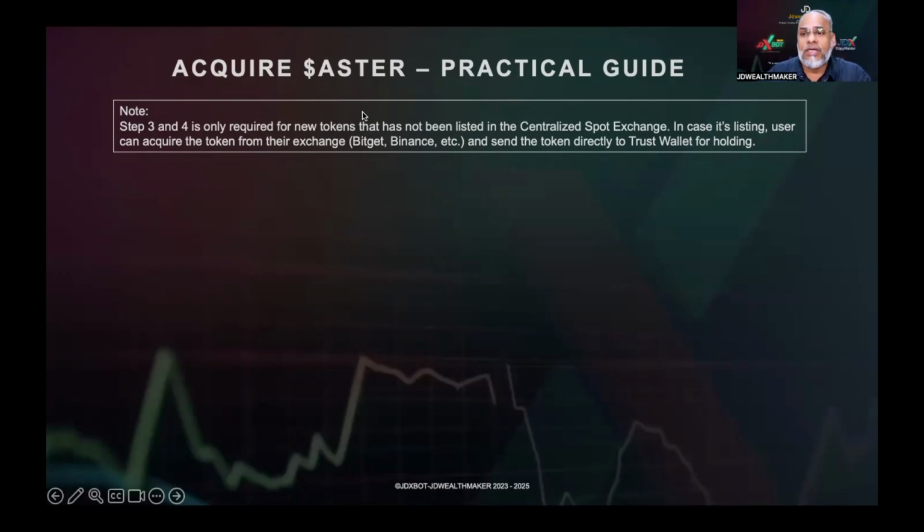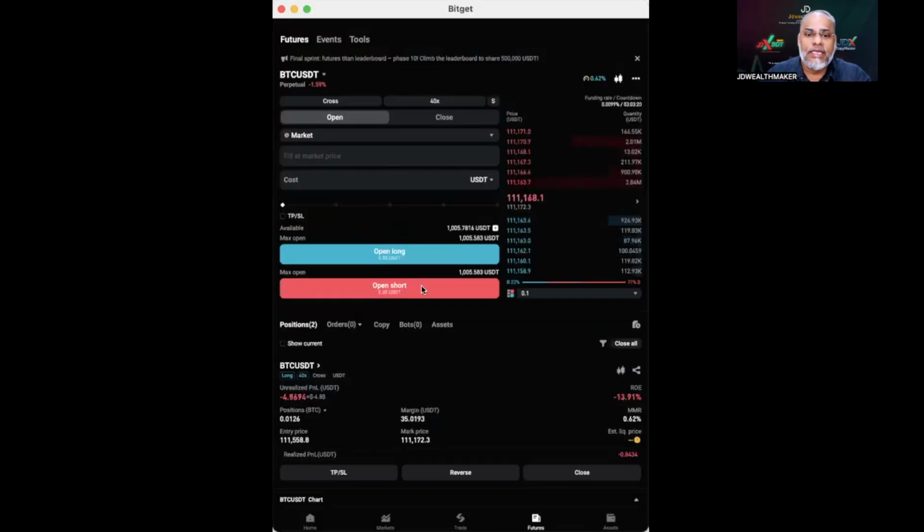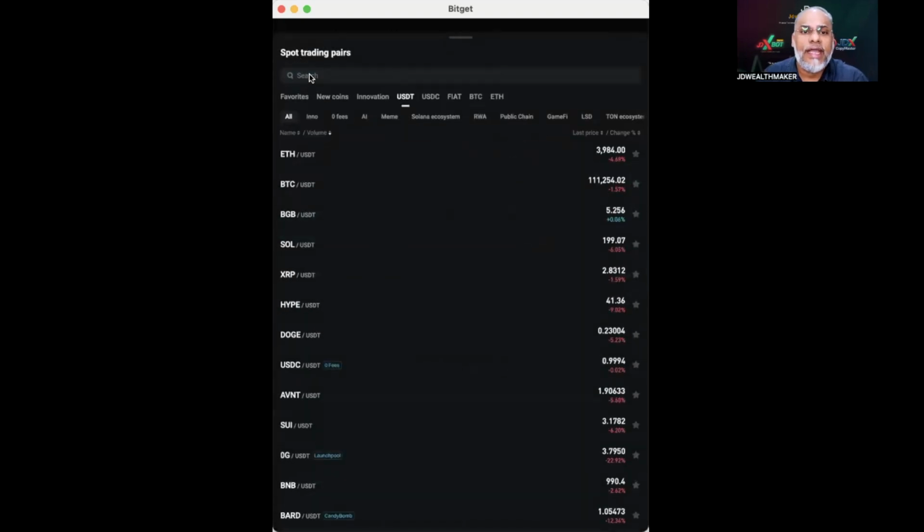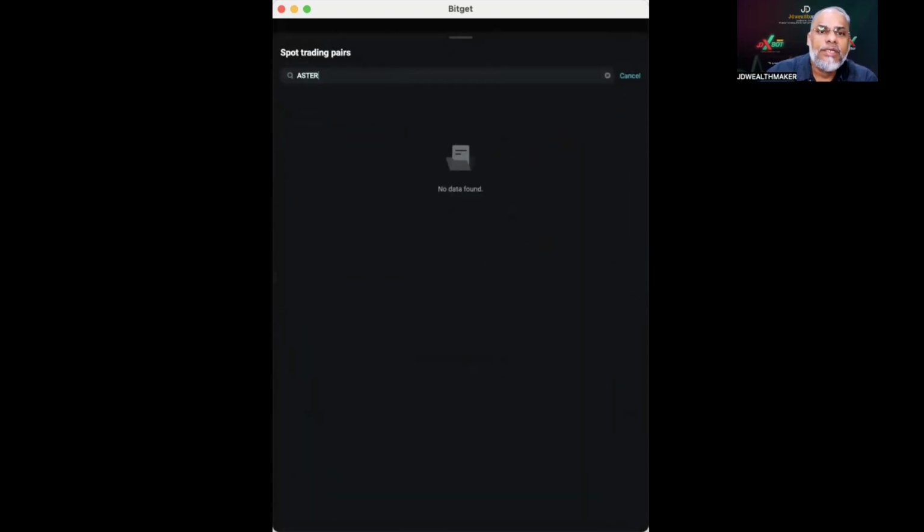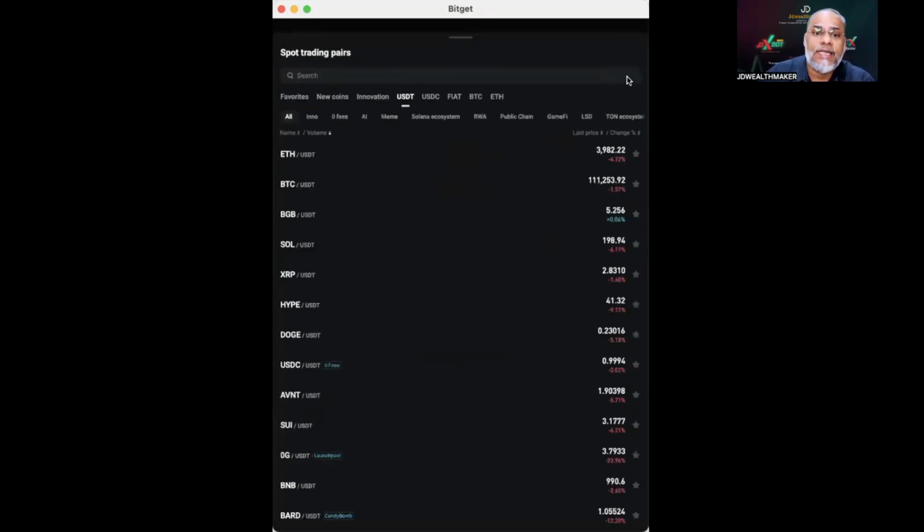Because at the moment, I don't see this token is available in the spot. If you go to trade, and then go to the spot and put ASTER, you see that ASTER is not available there. At the moment, they actually prevent spot trading because they don't want people to go and dump ASTER there. If that happened, the price comes down. So that is the reason why we did what we did earlier.